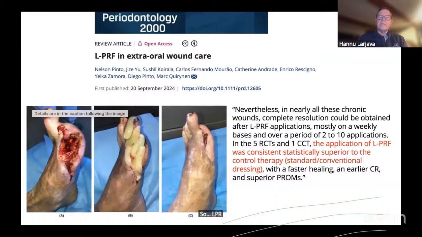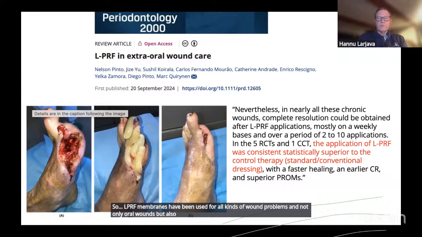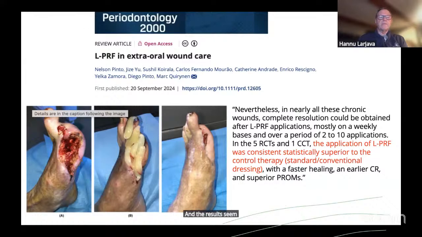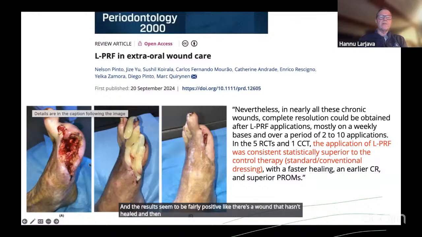LPRF membranes have been used for all kinds of wound problems, and not only oral wounds, but also wounds in other parts. So there are lots of studies about using them for diabetic wounds and all kinds of chronic wounds. And the results seem to be fairly positive, like there's a wound that hasn't healed, and then you can see a number of different membranes have been placed, and probably a couple of times.